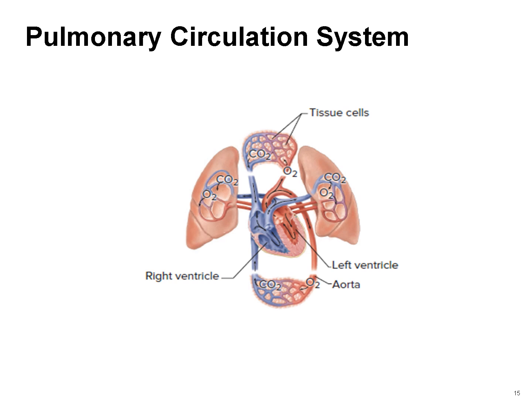Pulmonary circulation is the pathway through which blood is oxygenated in the lungs. Deoxygenated blood is carried from the right ventricle of the heart to the lungs through the pulmonary arteries. In the lungs, gas exchange occurs. Carbon dioxide is removed from the blood and exchanged for oxygen. The now oxygenated blood returns to the left atrium of the heart via the pulmonary veins, ready to be pumped out to the rest of the body.